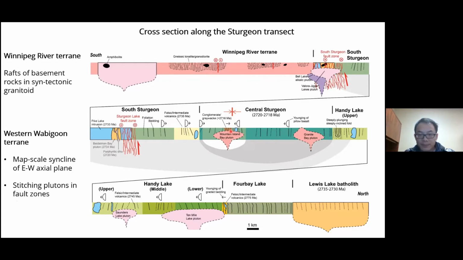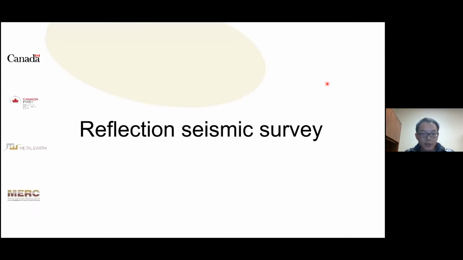Then there are stitching plutons that intruded the two ductile shear zones. For example, the Bell Lake and the nearby granitic plutons intruded this South Sturgeon shear zone. So those magmatic bodies can constrain the timing of deformation.